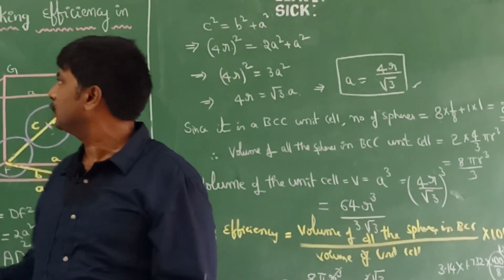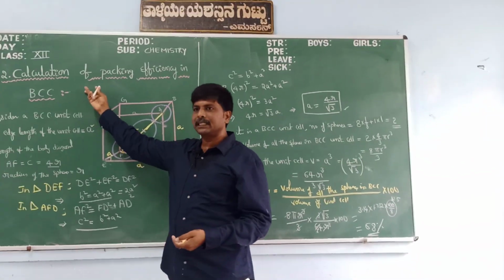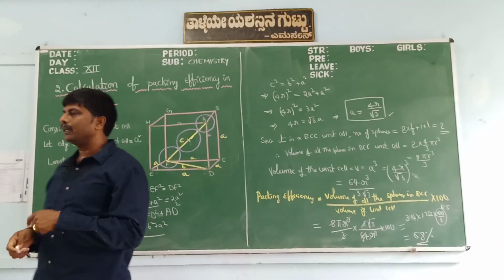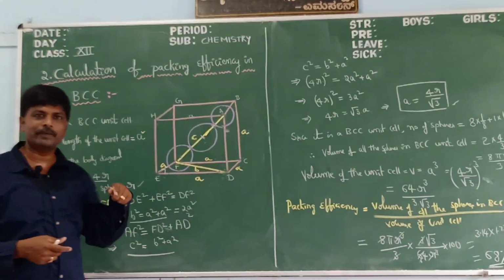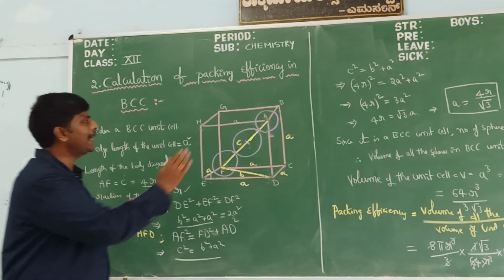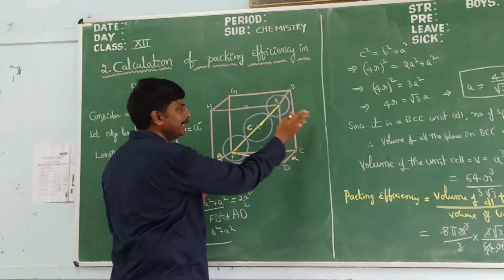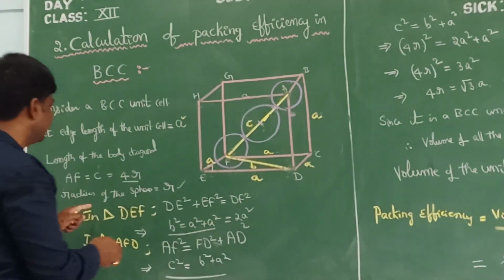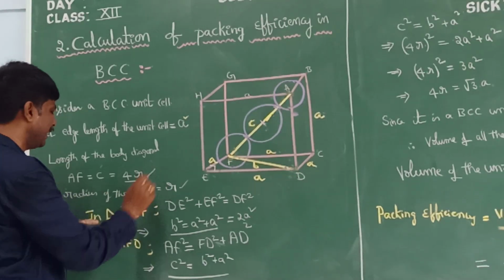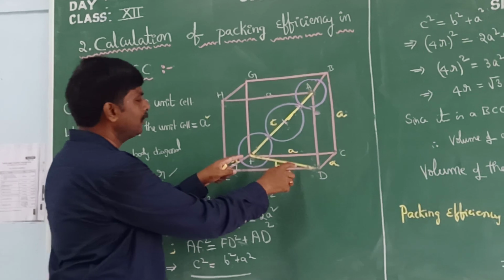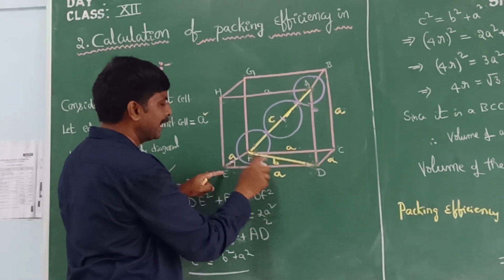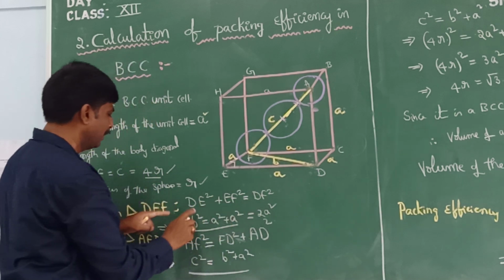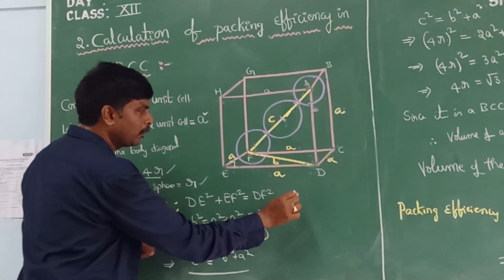In this case also, take one BCC unit cell with edge length A, and radius of the sphere R. What is the difference between the previous one and this one? There you considered only one face. Here you have to take the body diagonal. Length of body diagonal is equal to 4R. It is the key step here. You take this triangle first, and from it you calculate B. B square is equal to A square plus A square, so B square is equal to 2A square.